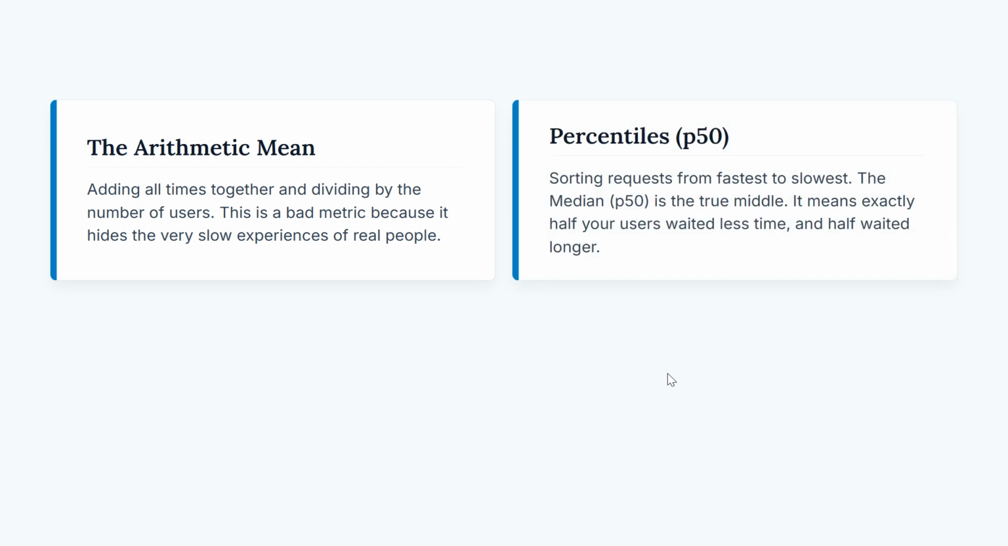To fix this, smart engineers use percentiles. If you take all your users and line them up from the fastest to the slowest, the person standing exactly in the middle is your median, or P50. If your median is 200 milliseconds, you know for a fact that exactly half of your users are happy, and half are waiting longer.